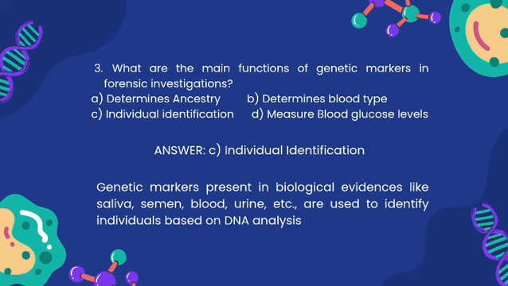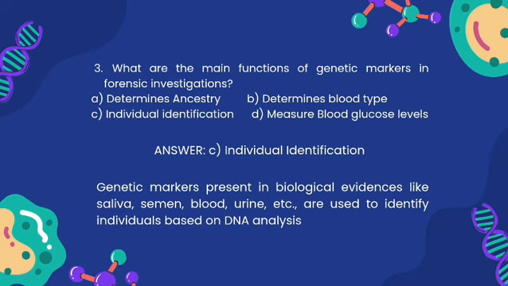The third question is, what are the main functions of genetic markers in forensic investigations? Option A, determines ancestry. Option B, determines blood type. Option C, individual identification. And option D, measure blood glucose levels. The answer is option C, individual identification.